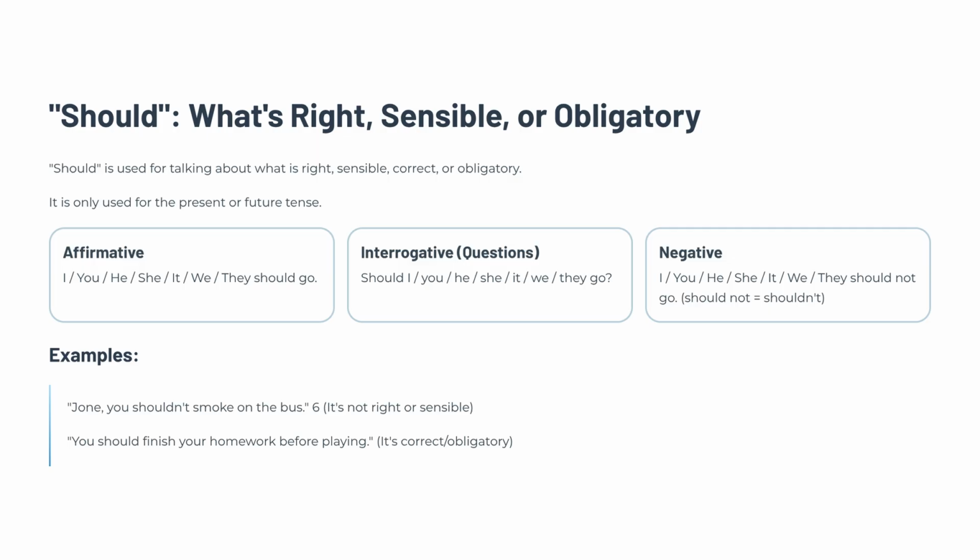Let's see some examples. Joan, you shouldn't smoke on the bus. This means it's not right or sensible to smoke there. It's bad advice. Another example, you should finish your homework before playing. Here, should means it's the correct or obligatory thing to do. Good advice, right?